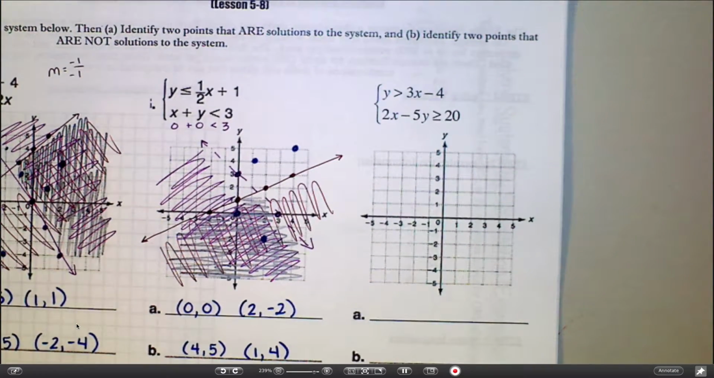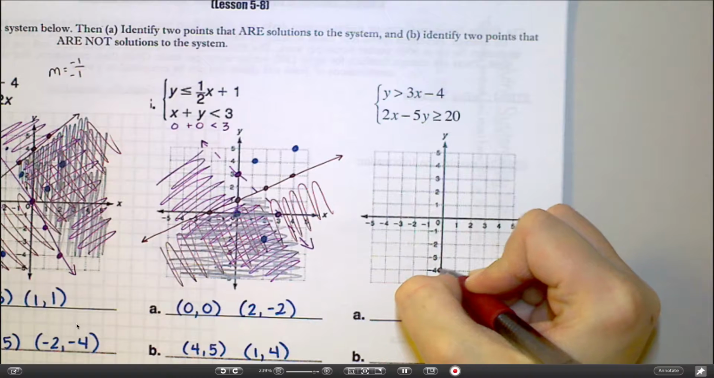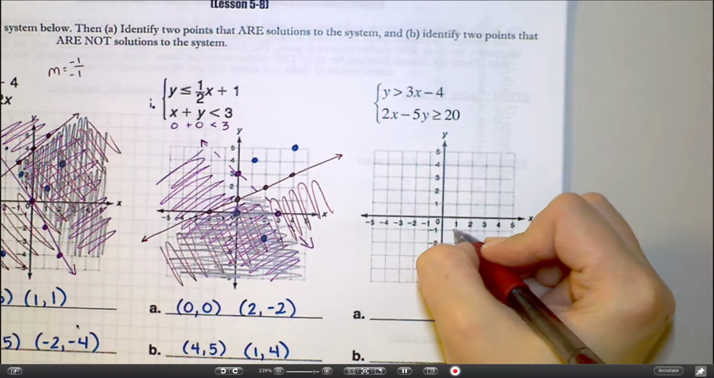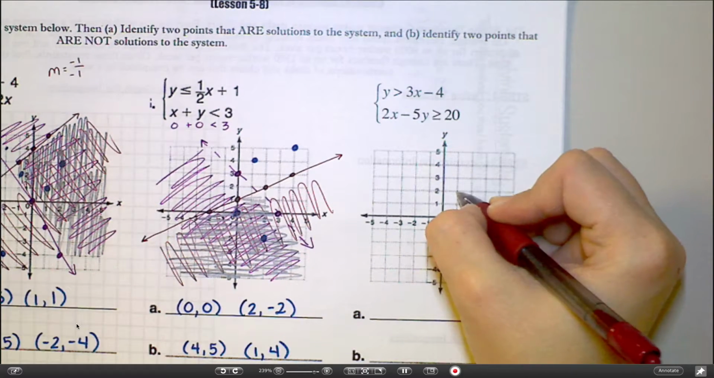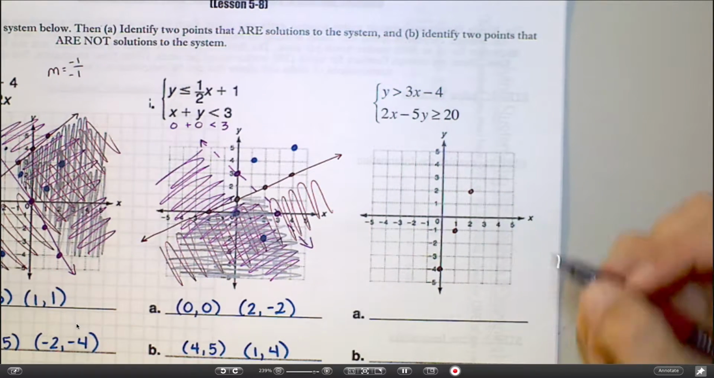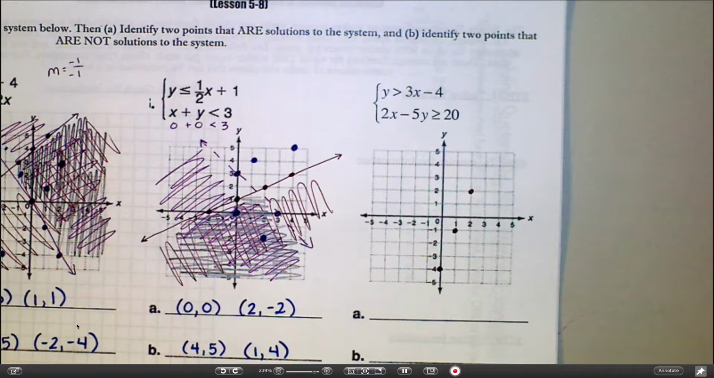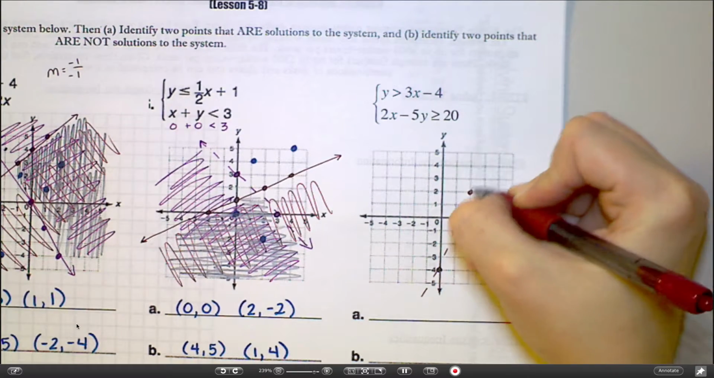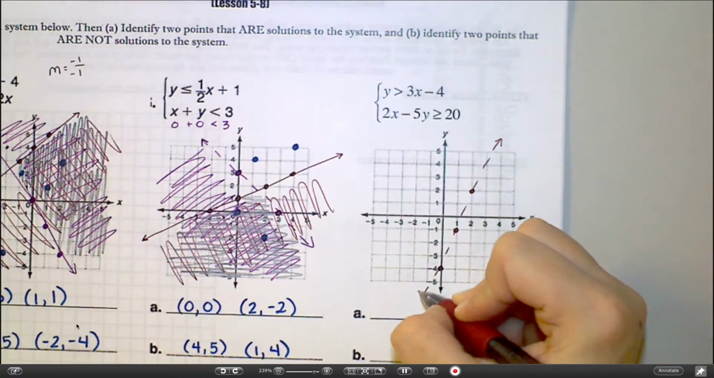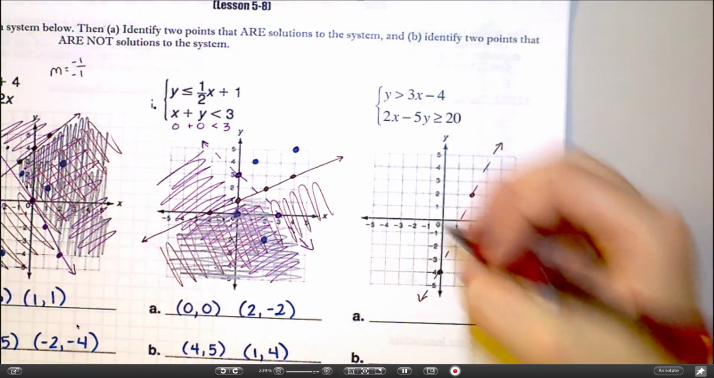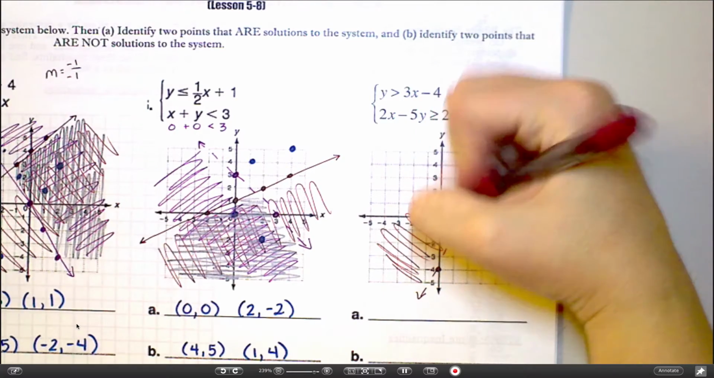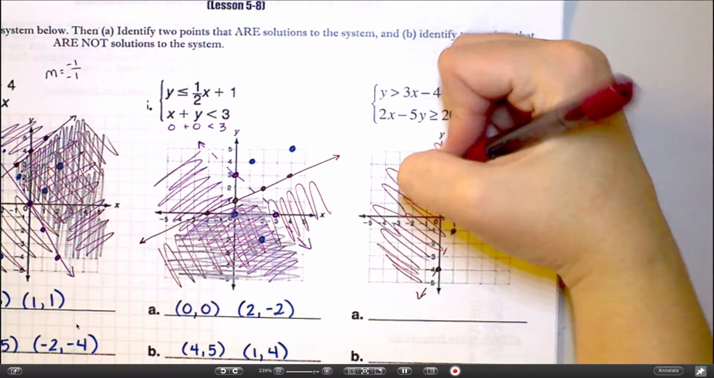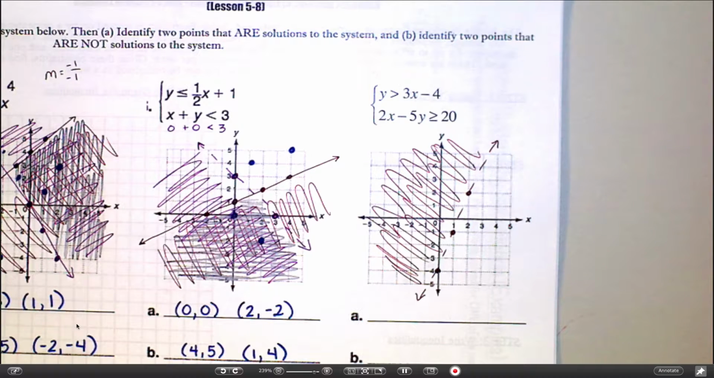Okay, y is greater than 3x minus 4. Here's -4. My slope is 3 over 1. Okay. What kind of line am I drawing here? Dotted line. Good. And shading on which side? Top. Yep, greater than, so that's the top. That's all this. Okay. How am I going to go about graphing that next one?